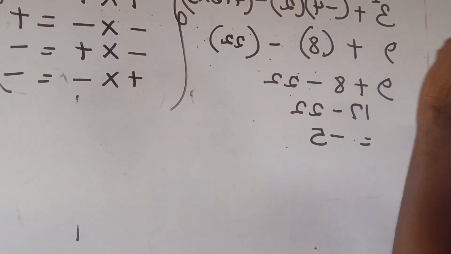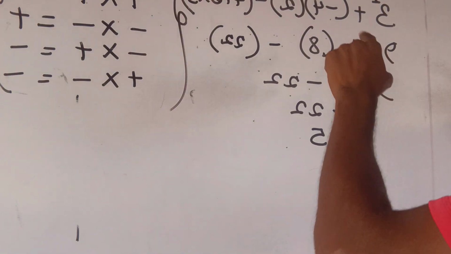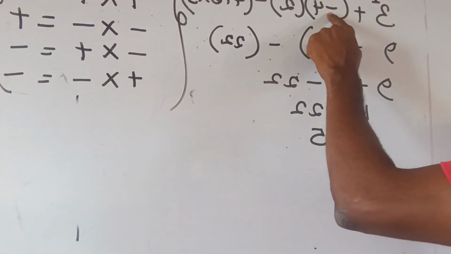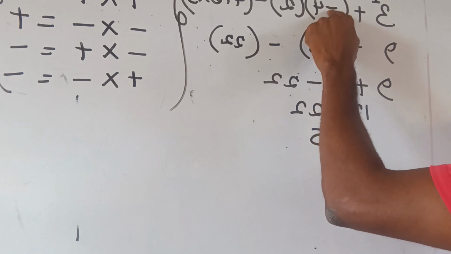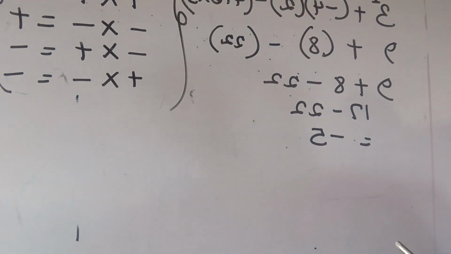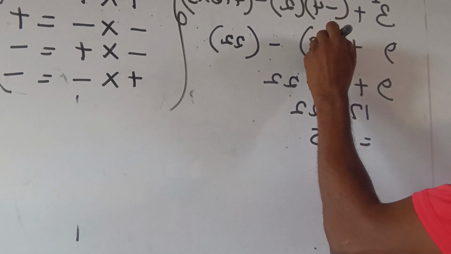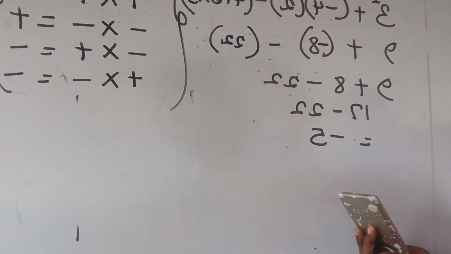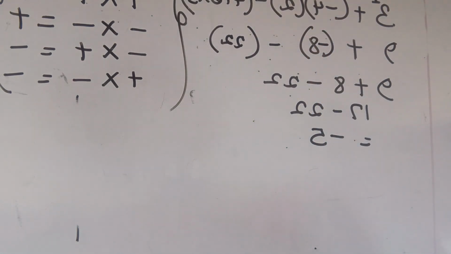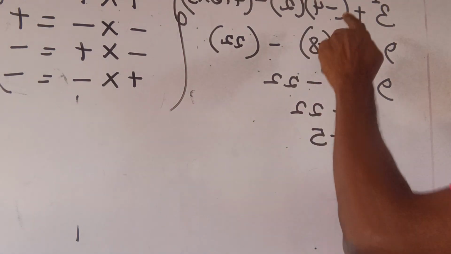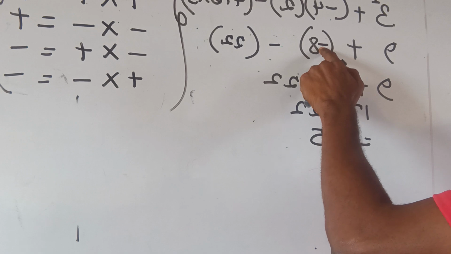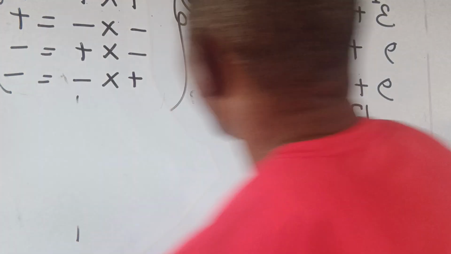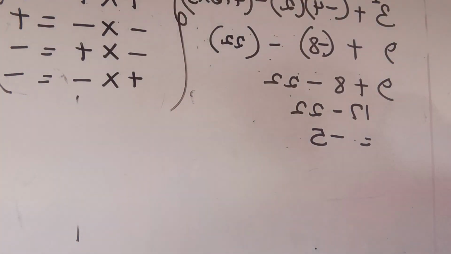Oh, there's a mix-up. I've ignored this negative here. I've ignored this negative. So this should have given me minus 8. So our answer is going to be changed. It's going to be altered. Minus 4 times 2 is minus 8.